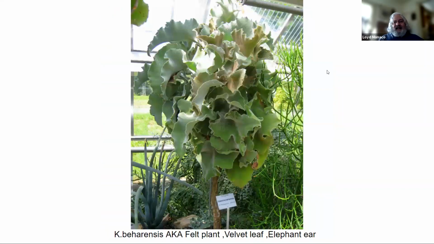Okay, here we come to one that if you're in the South, this one here is a scourge and hated, but I kind of like it. This is the Kalanchoe beharensis. I butchered the name, I'm sorry. And it's also called the felt bush, the elephant ear, okay, or the velvet leaf.